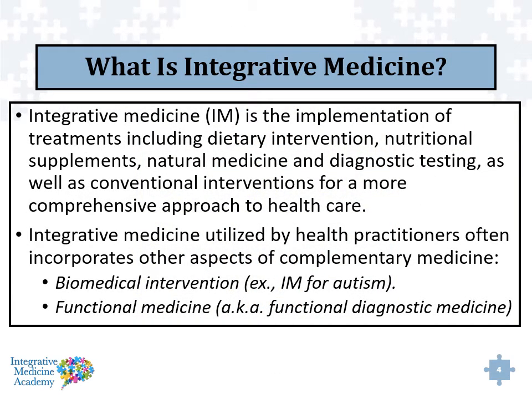A lot of practitioners have heard of integrative medicine. This is the implementation of different types of treatments, whether that's dietary intervention, supplements, diagnostic testing, even natural medicine, but sometimes along with conventional medicine, to try to bring a more comprehensive approach to healthcare. For example, one of the areas that I work in is what's called biomedical intervention for autism. That in essence could be called integrative medicine for autism. Or you'll have individuals who are doing, let's say, functional medicine nutrition or functional medicine testing. Functional diagnostic medicine is another term.